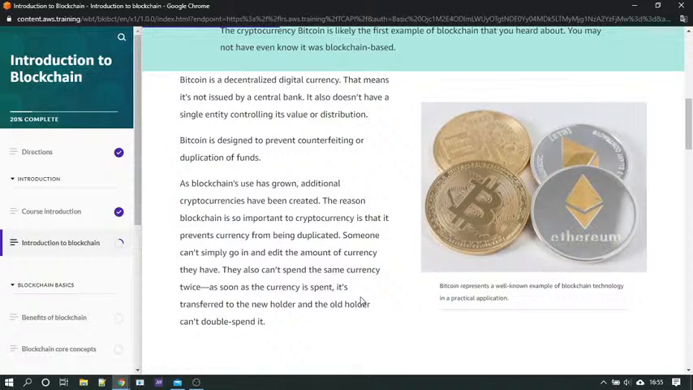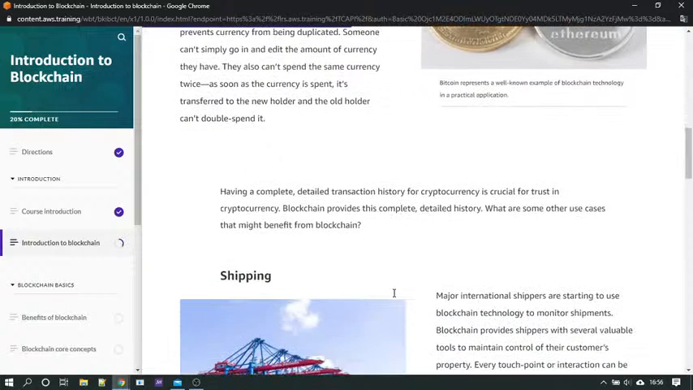As blockchain's use has grown, additional cryptocurrencies have been created. The reason blockchain is so important to cryptocurrency is that it prevents currency from being duplicated. Someone can't simply go in and edit the amount of currency they have. They also can't spend the same currency twice. As soon as the currency is spent, it's transferred to the new holder, and the old holder can't double spend it. Having a complete, detailed transaction history of cryptocurrency is crucial for trust in cryptocurrency. Blockchain provides this complete, detailed history.